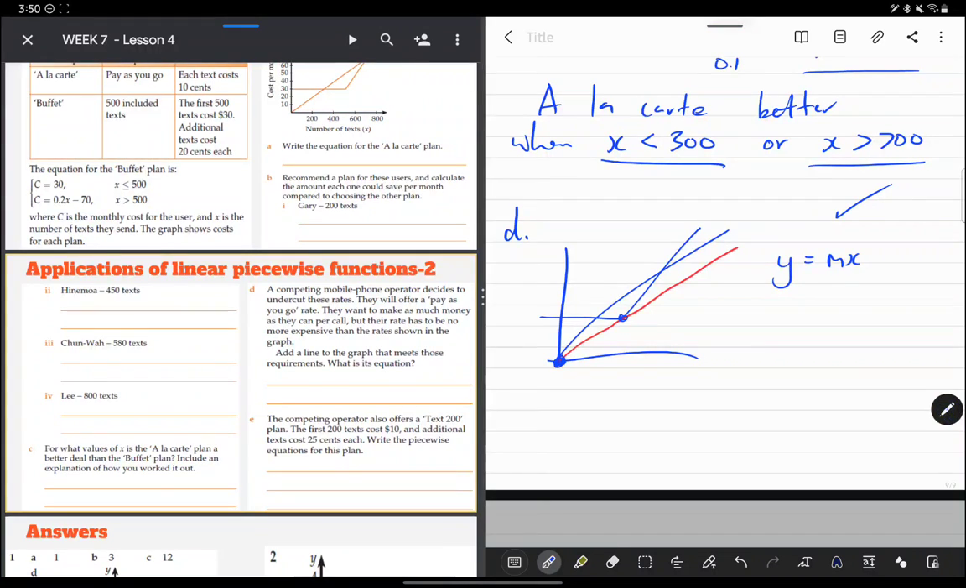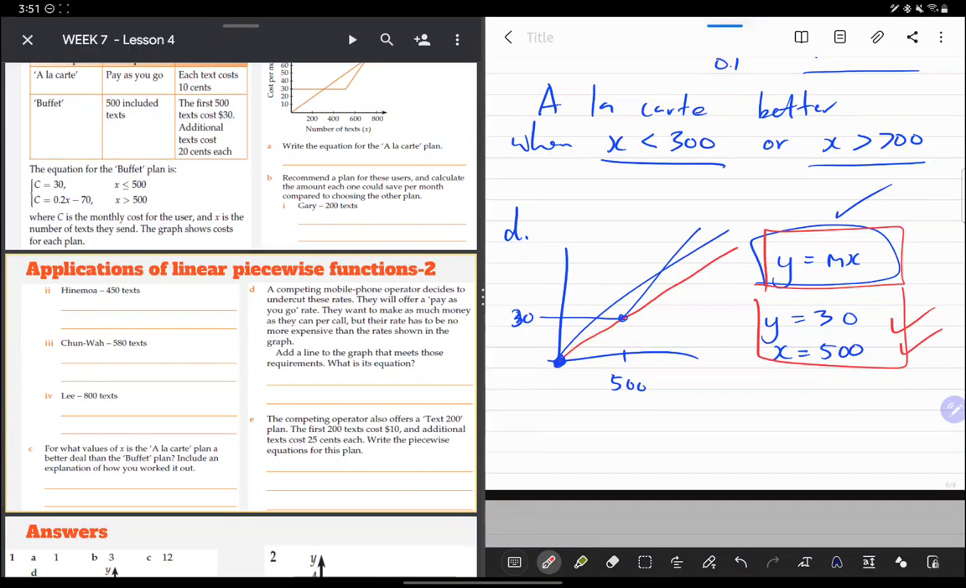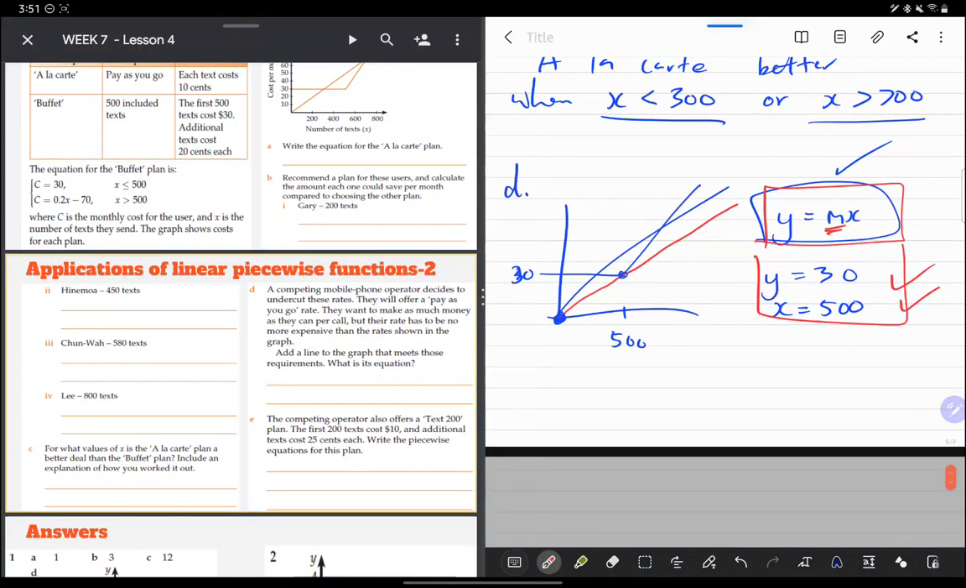Now, if we look at the equation for the buffet plan, that elbow, that turn occurs right at 500. And it happens at 30. Right? So we want our y to be 30. We want our y to be 30 when our x is 500 for our new graph. This is the new graph that we're trying to make. All right? We want this to happen. So let's chuck that in. Let's see what gradient we need for that to happen.